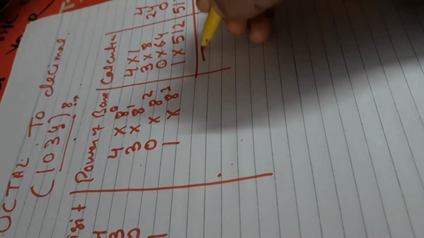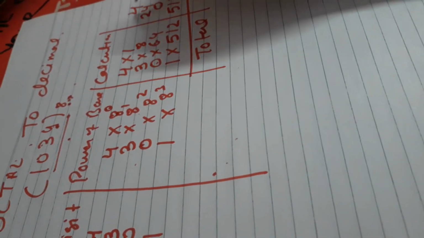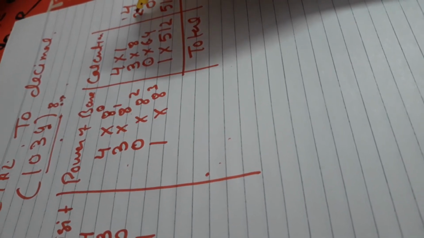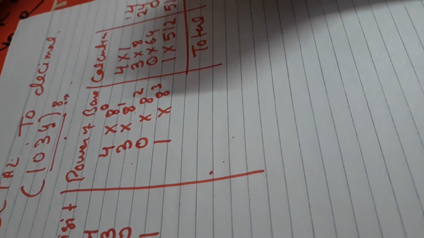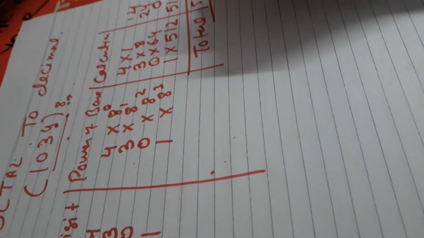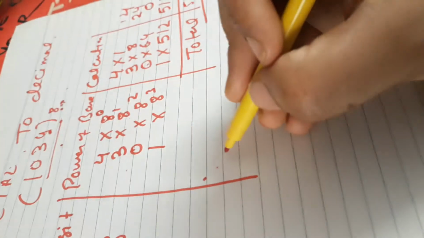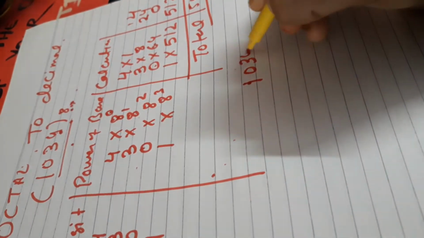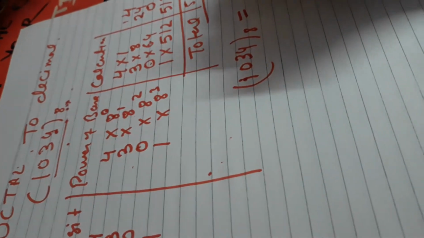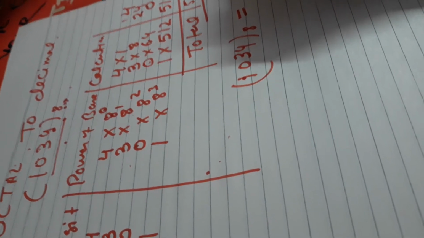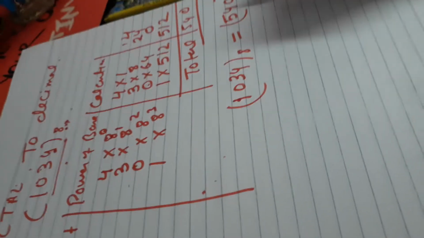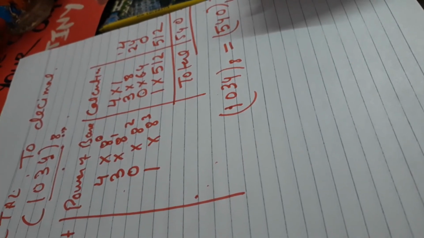Now we have to do the total. So 4 plus 24 is 28, 2 plus 0, 10, carry 1, 2 plus 1, 3 plus 4, 5. So the decimal number is 540. So we will write like this: 4301 base 8 is equal to 540 in decimal. So base would be 10. Okay.